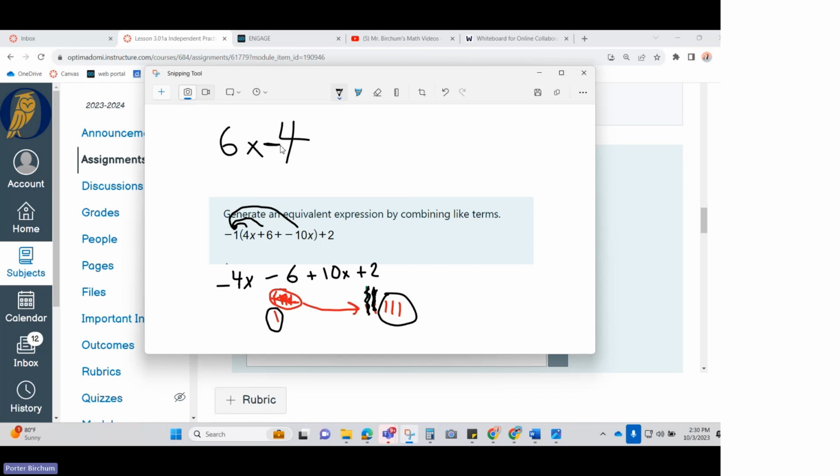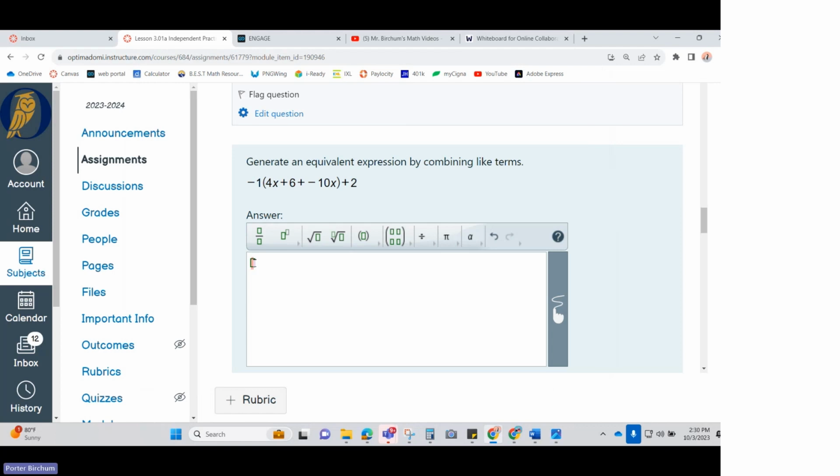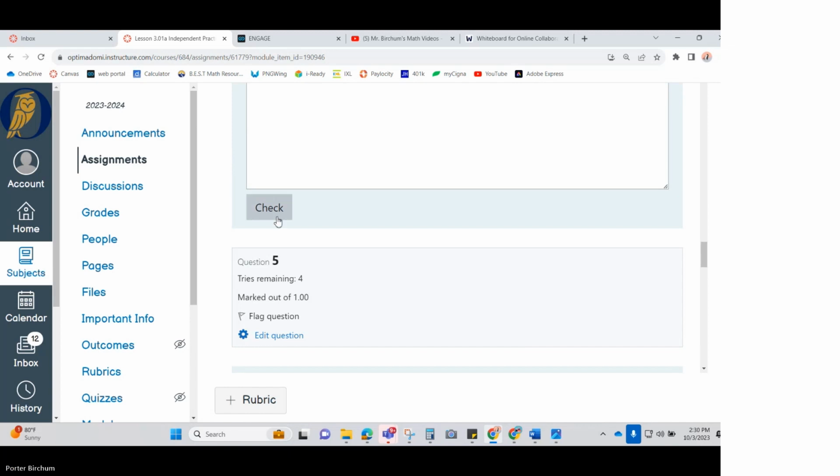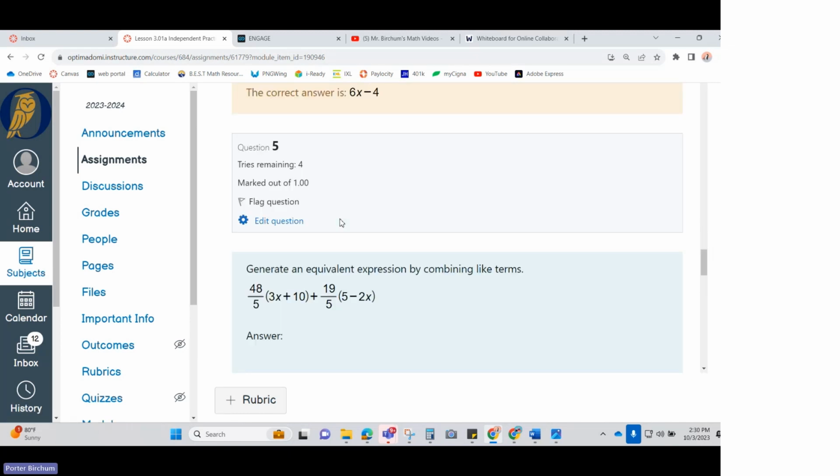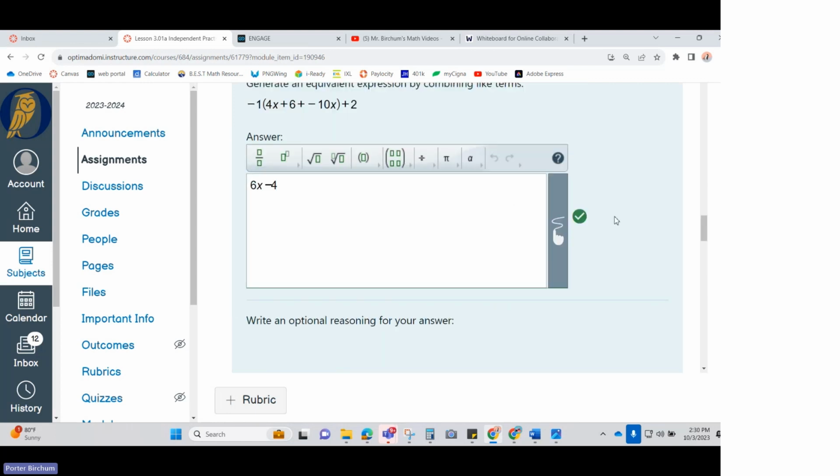I can write my answer as such: 6x minus 4. Plussing a negative is the same as just minusing. So let me type 6x minus 4. Put in check. All right. Green check mark.